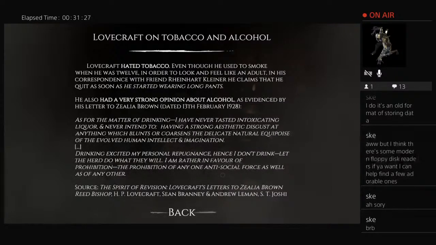As for the matter of drinking, I have never tasted intoxicating liquors and never intend to. Having a strong aesthetic disgust at anything which blunts or coarsens the delicate equipoise of the evolved human intellect and imagination. Drinking excited my personal repugnance. Hence, I don't drink. Let the herd do what they will. I'm rather in favor of prohibition. The prohibition of any one antisocial force as well as any others.